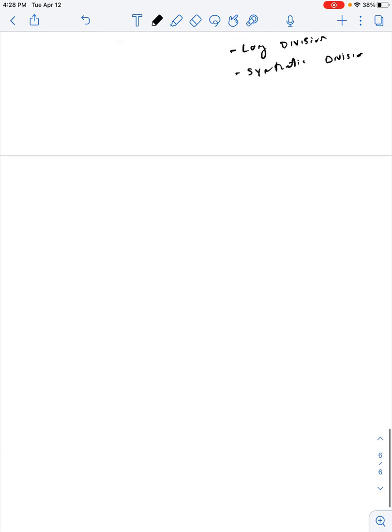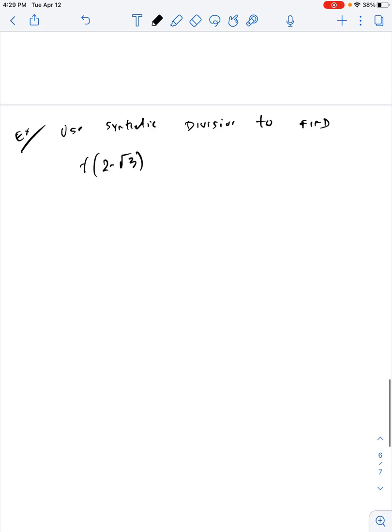All right, one last example here. I want you to use synthetic division to find f of 2 minus the square root of 3. And your function is x to the 4th minus 16. So we're doing 2 minus square root of 3.